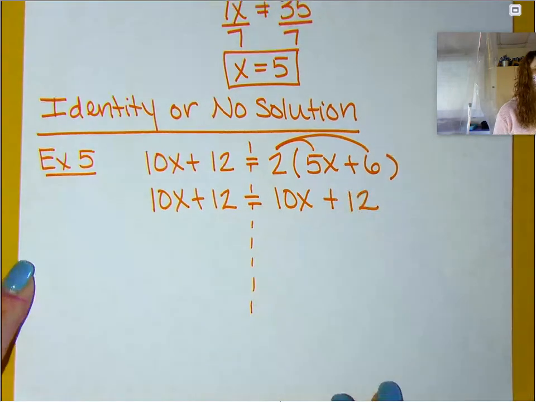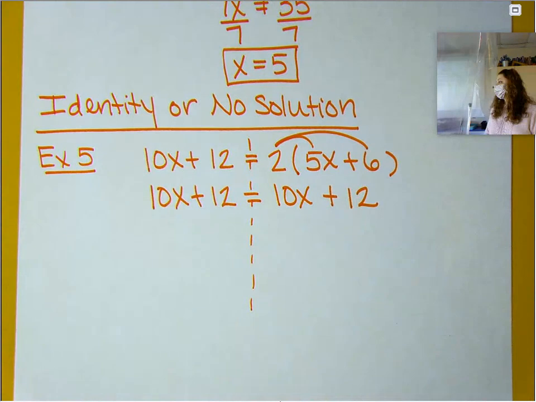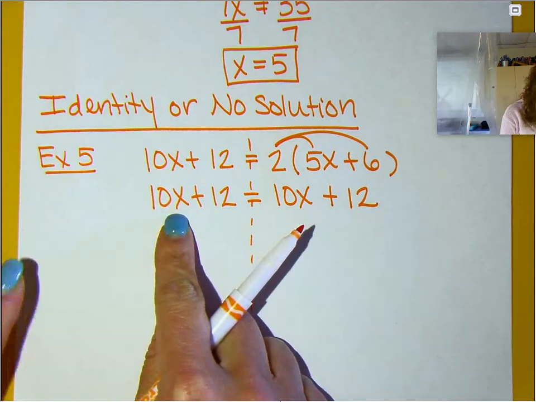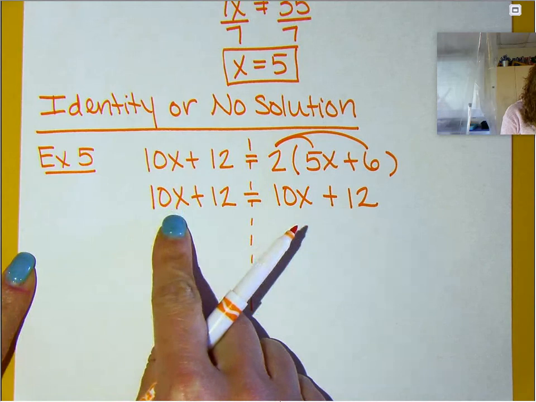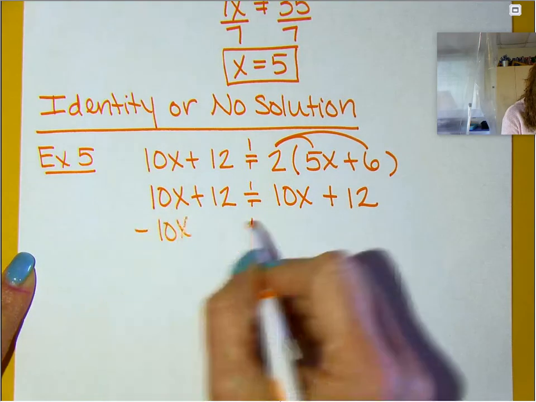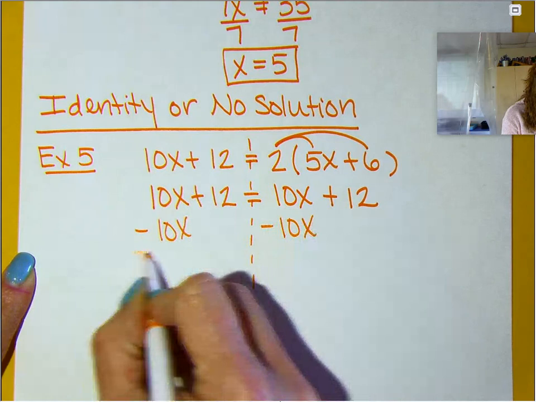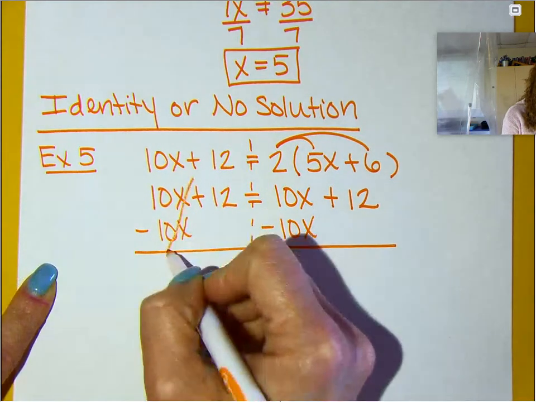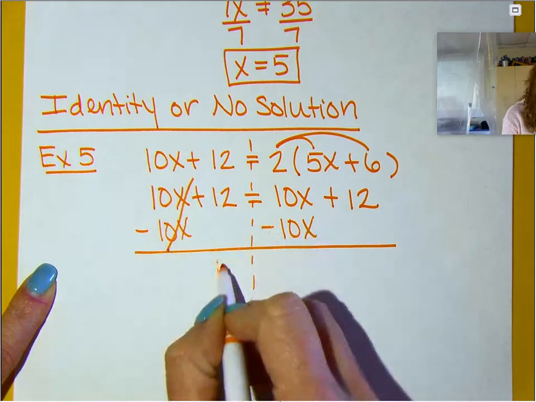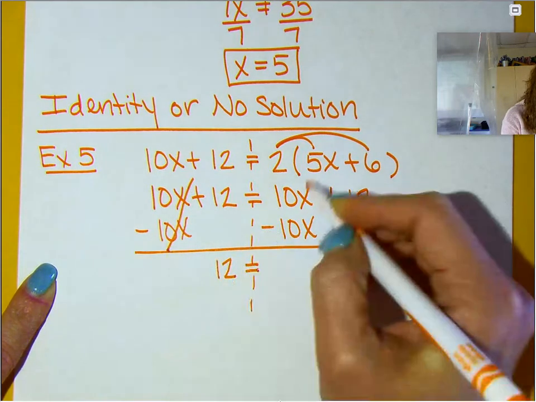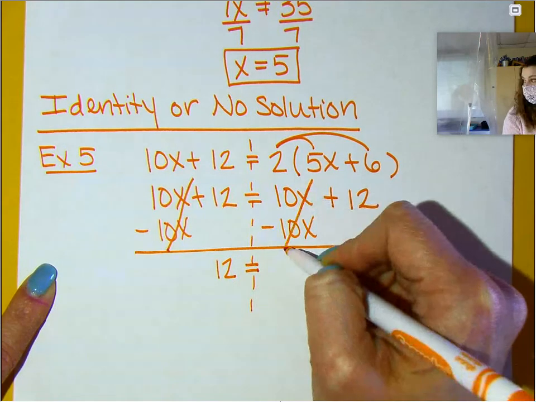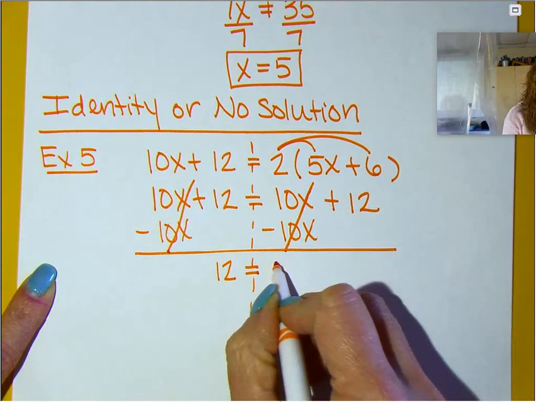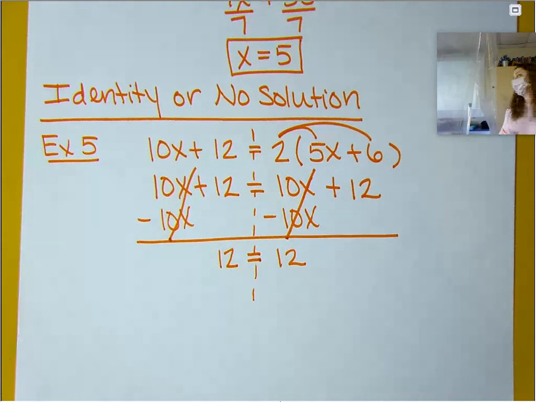Good. Now, when you're working with identity or no solution, I highly recommend that you go ahead and take care of the variables. Okay? So what are we going to do with the 10x? Careful. Subtract it from both sides. And what happens to 10x minus 10x? Cancels. Bring down the 12 and the equal sign. And I have another 10x minus 10x, and that one cancels. Bring down the 12. Notice all your variables are now gone.